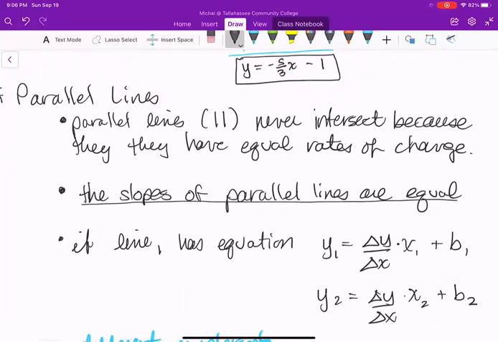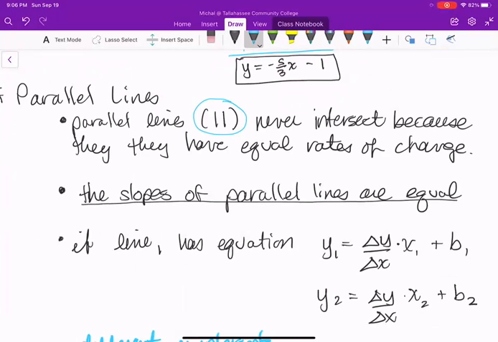So now we'll talk about parallel lines with no sneezes. This symbol here means parallel lines, okay? So parallel lines never intersect. That's because they have equal rates of change. So they're equally tilty on a graph, so they never cross. That means that the slopes of parallel lines are equal.